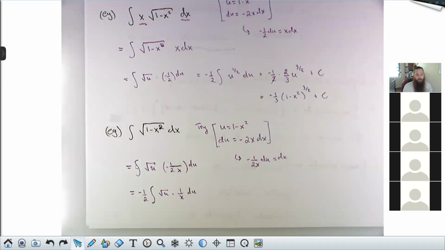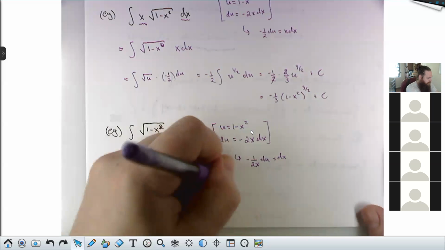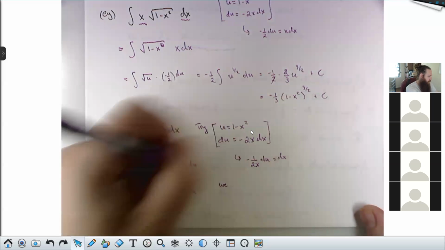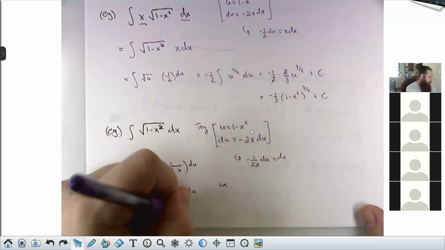Remember what we said over and over again in the first week. Anytime you make a substitution, you need to get rid of every instance of your original variable. I've got to get rid of all the x's. And this x right here isn't going anywhere. You could come back here and solve this for x, but that's not going to make life any better. So this guy's a problem.